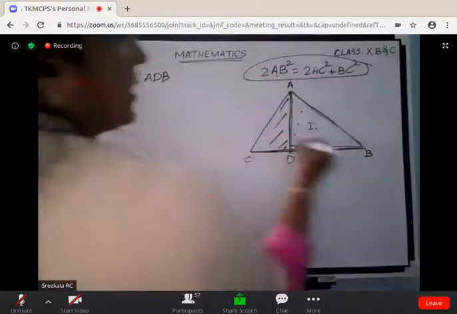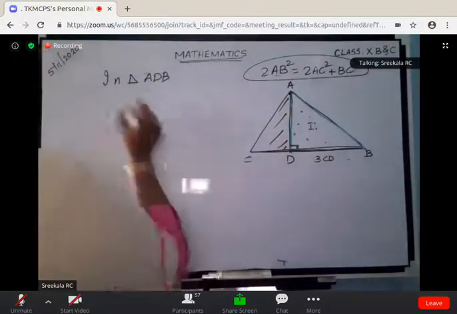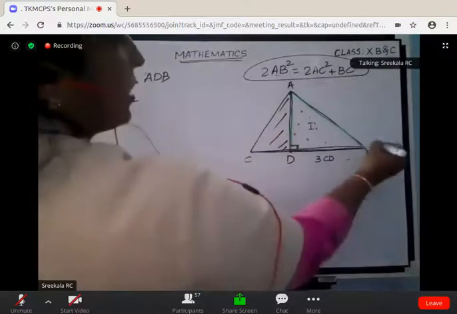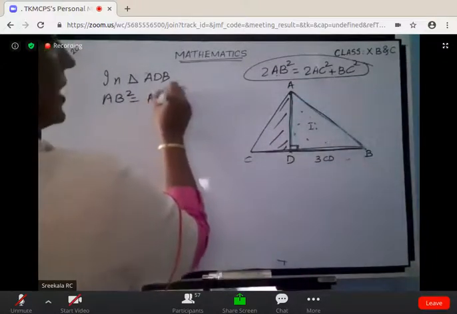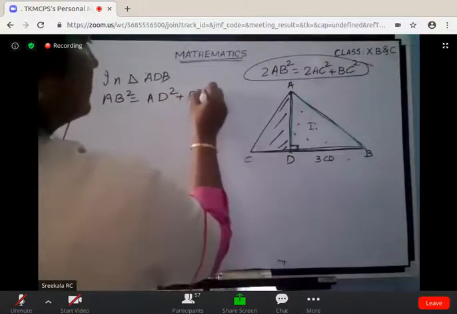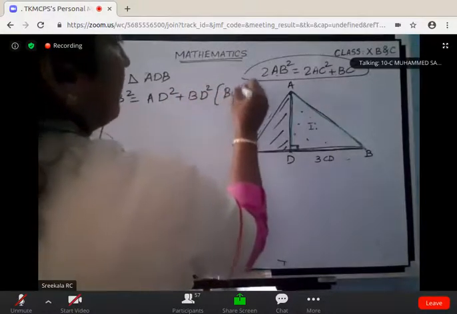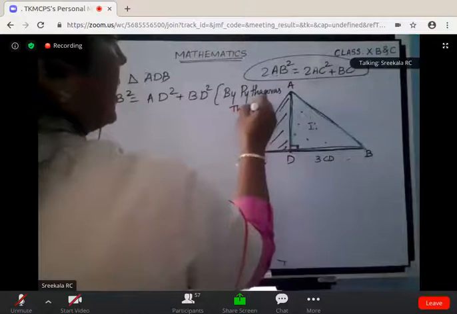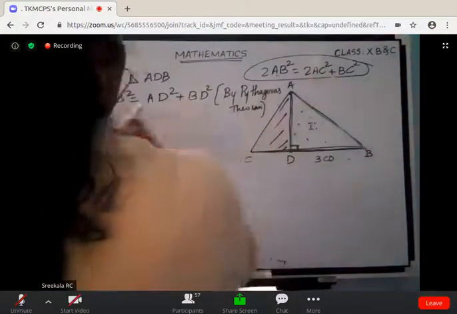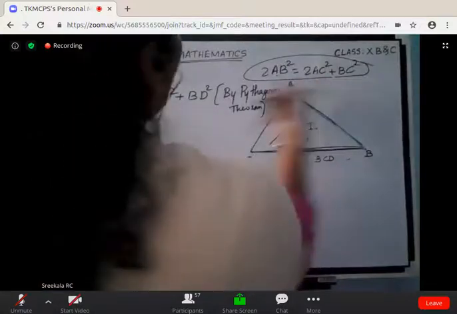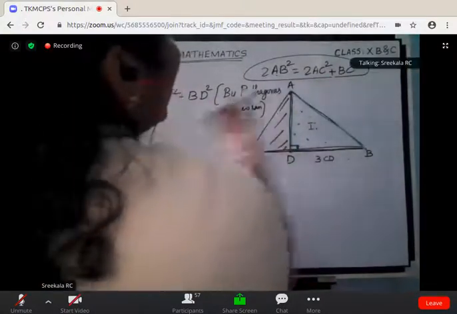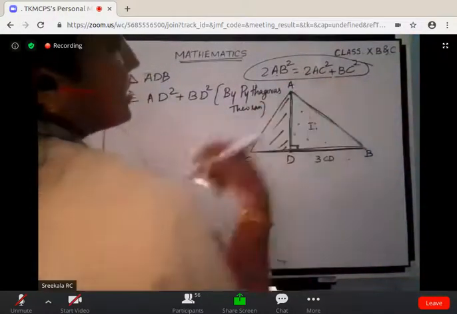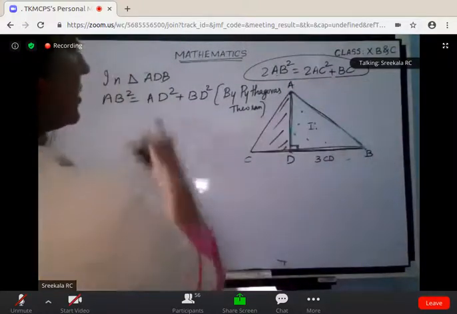In right triangle ADB, this green ADB, by Pythagoras theorem we can write AB square equal to hypotenuse square equal to sum of squares of other two sides, AD square plus BD square, by Pythagoras theorem. After that, you have to look into that proof. AB square there, then here no AD and no BD. So we have to convert all this into AC or BC. Convert this into AB, BC or AC.